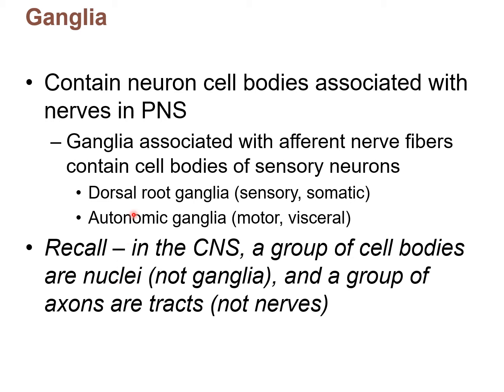And since we're in the peripheral nervous system now, we're dealing with nerves. In the central nervous system, they're called tracts, not nerves. So just a quick recall. In the peripheral nervous system, we have ganglia and nerves. In the central nervous system, we have nuclei and tracts. Same structures, but named differently because of which part of the nervous system they're in.